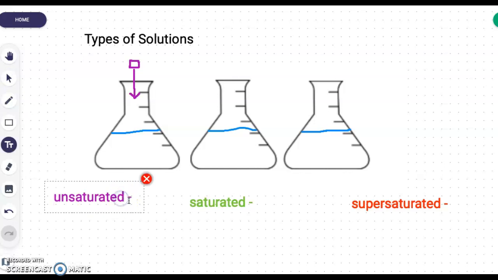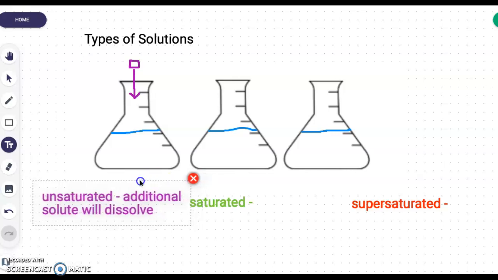So in here, for our unsaturated solution, additional solute will dissolve because we haven't hit that max yet. I'm going to move this over a little bit. So when I drop that in, it's going to dissolve, and then I still see the same thing. It's still a nice homogeneous mixture where everything is fully dissolved. All of my solute is dissolved.